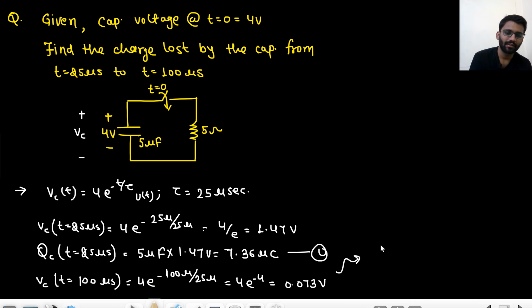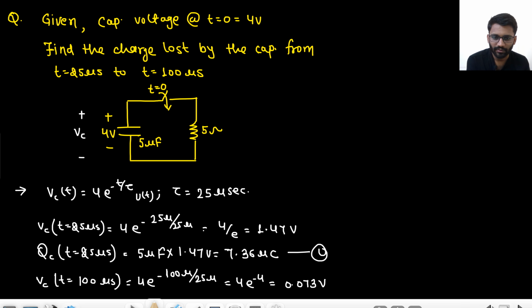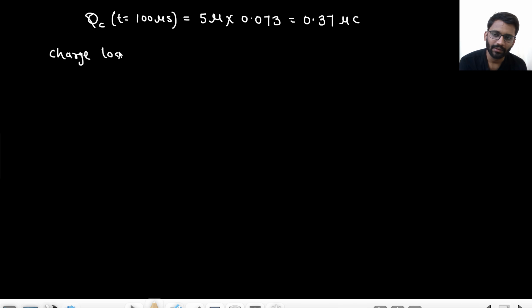From here you can find QC at t equals 100 microsecond. That would be CV. So the C value is 5 microfarad into 0.073. That would be 0.37 microcoulomb.